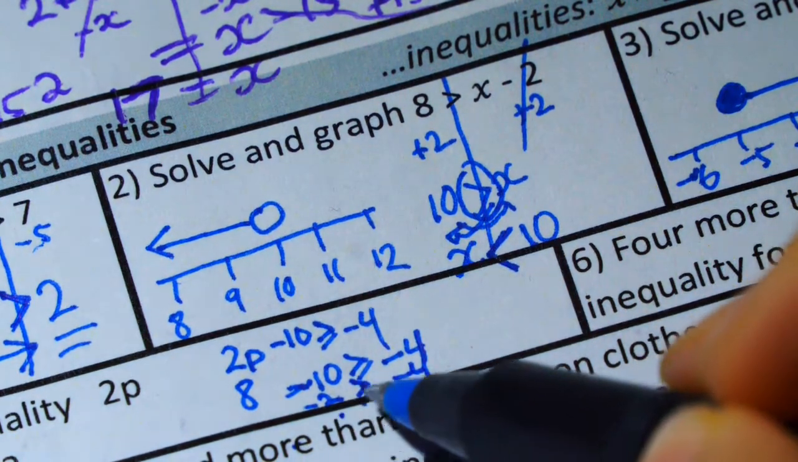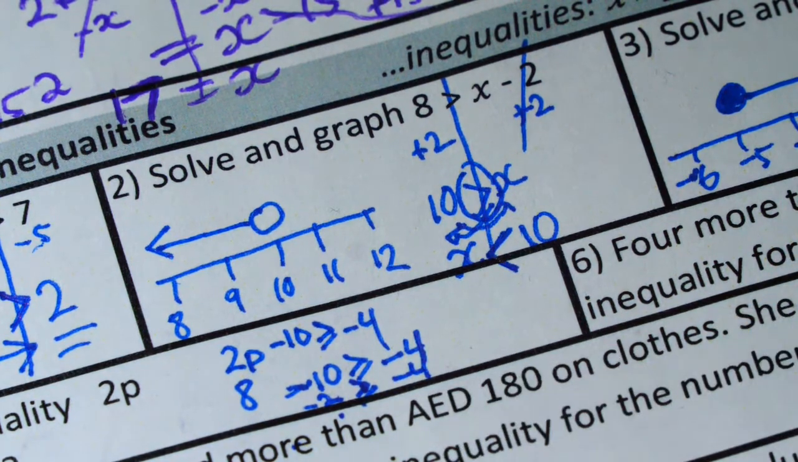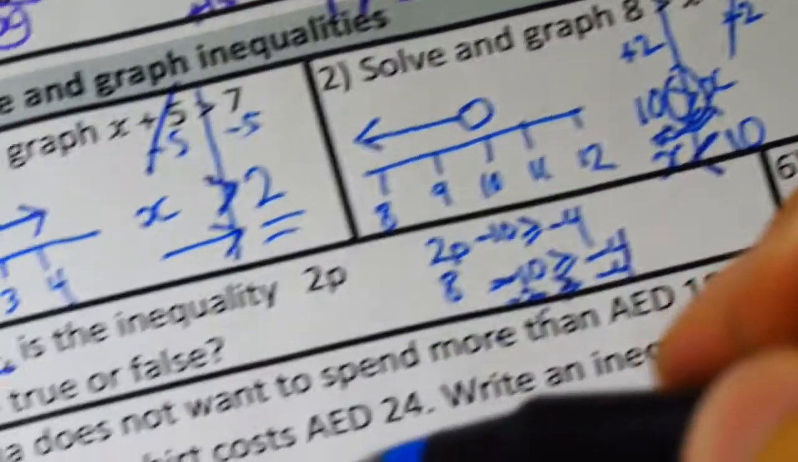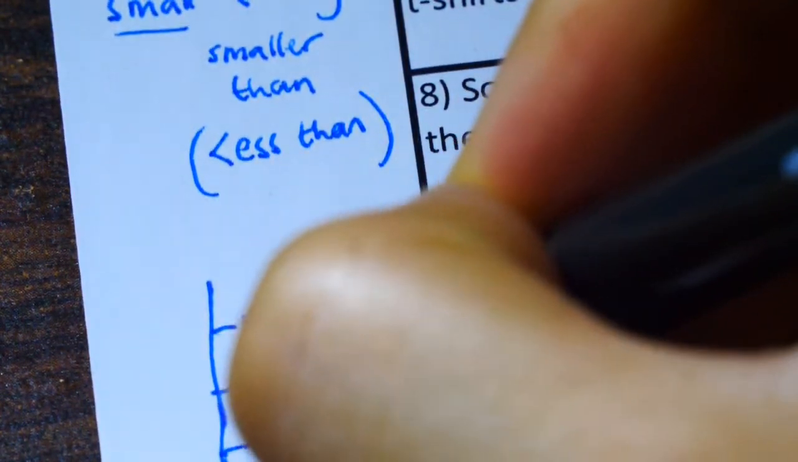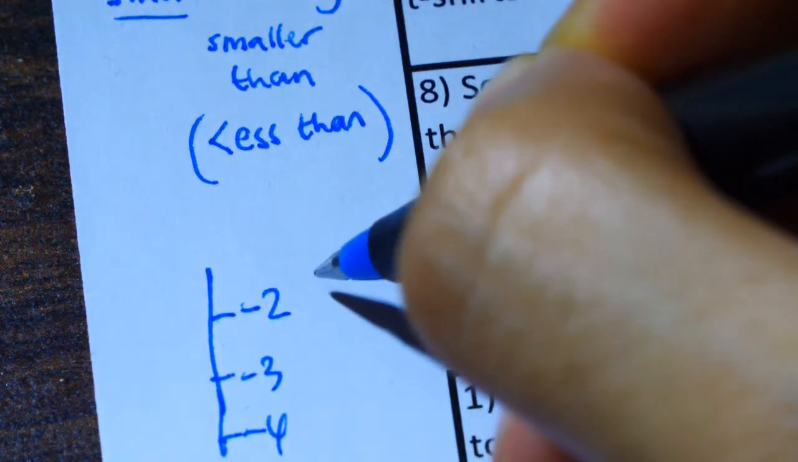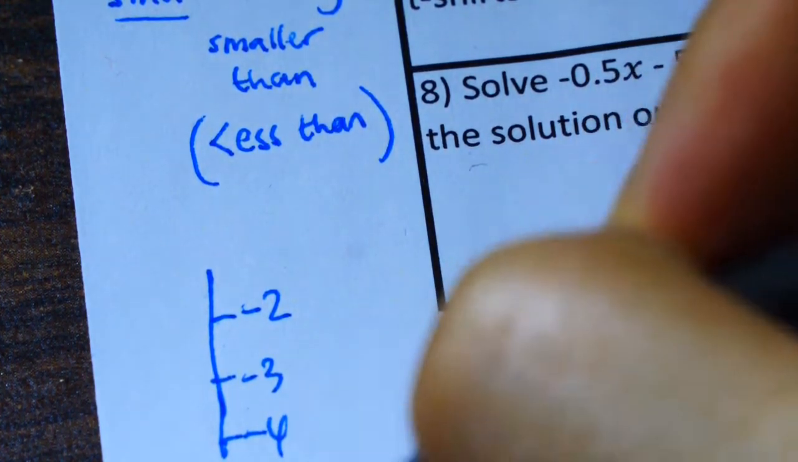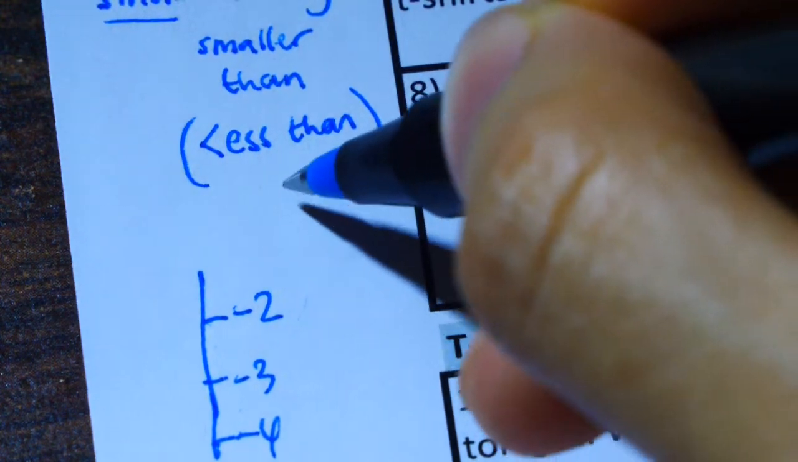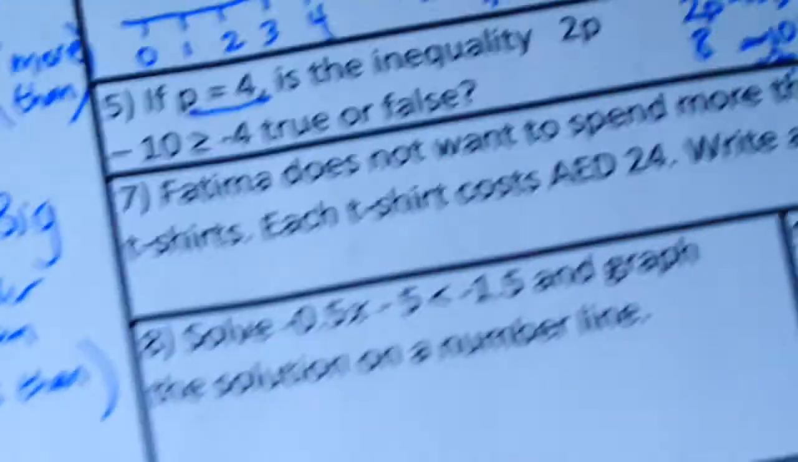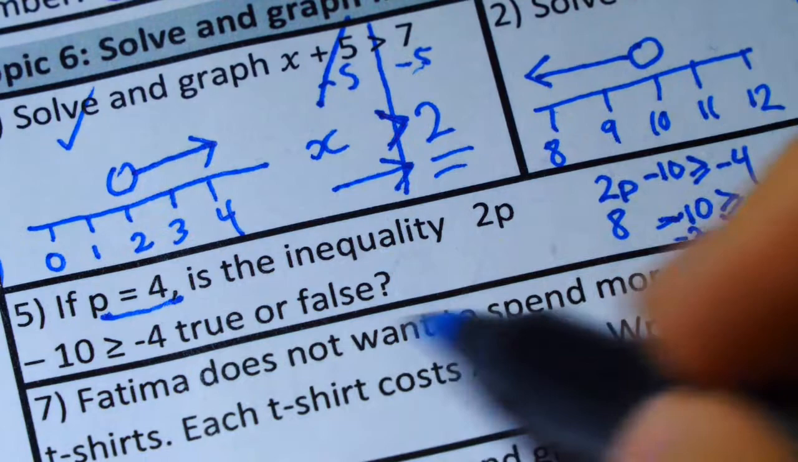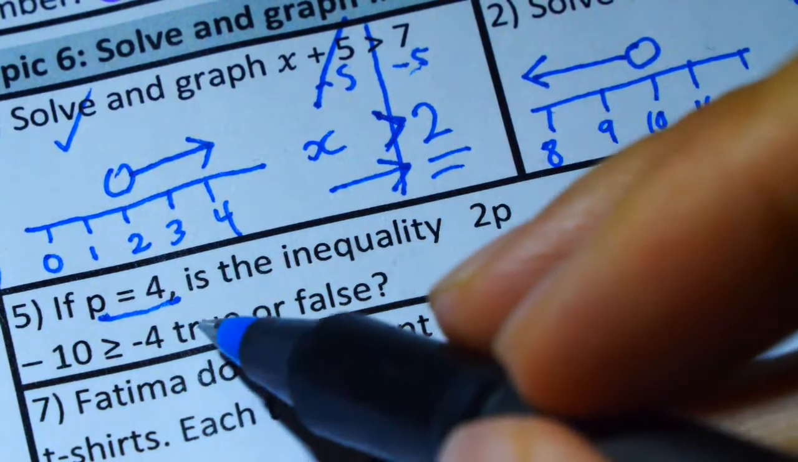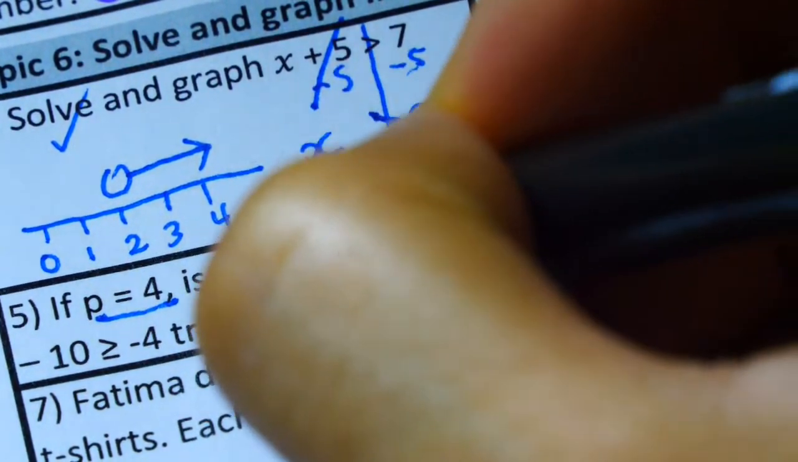Is minus 2 more than minus 4? Yes, because if you think about the number line, minus 2 is above minus 4. If you think of temperature, minus 4 is cold, it's down here. So minus 2 is more than minus 4. So is it more than or equal to minus 4? True. The answer is true.